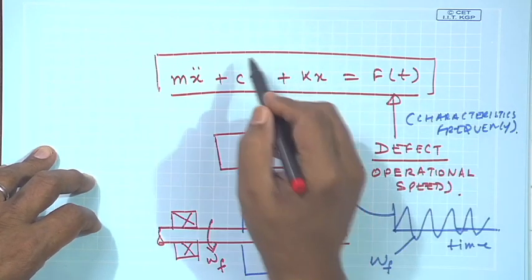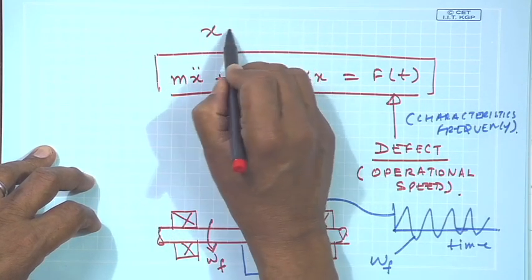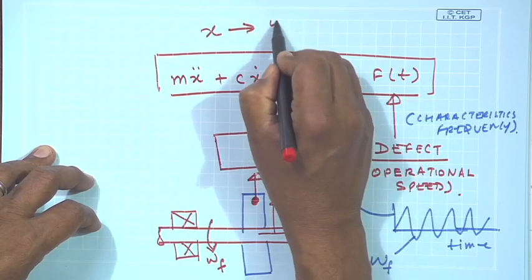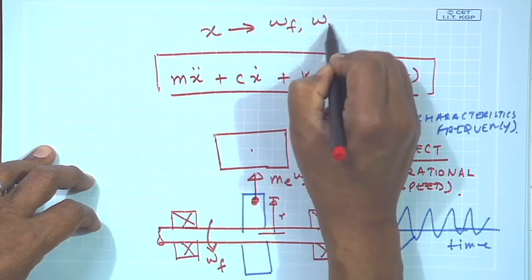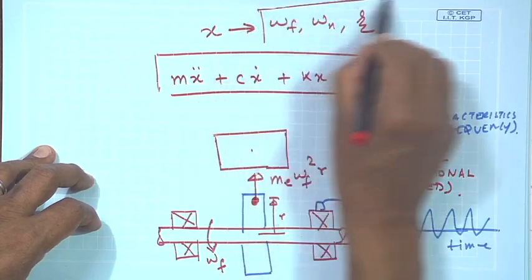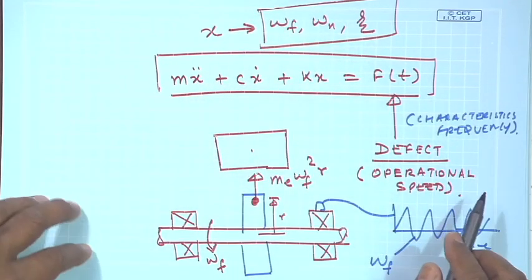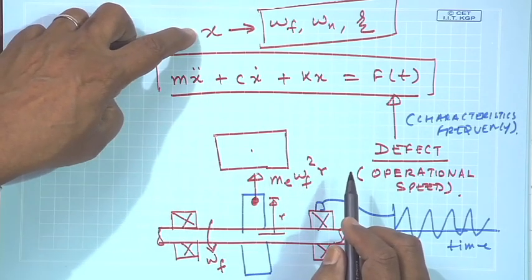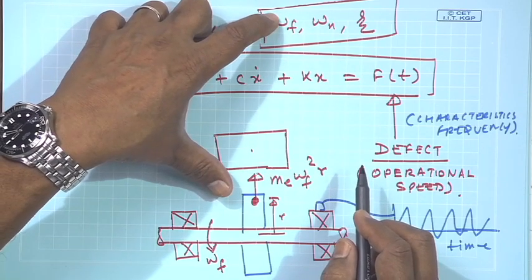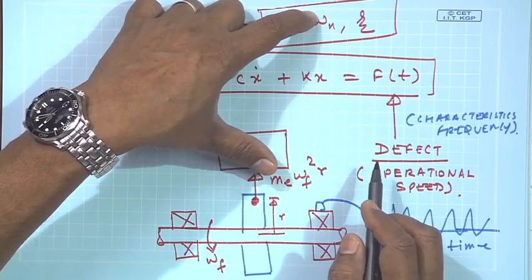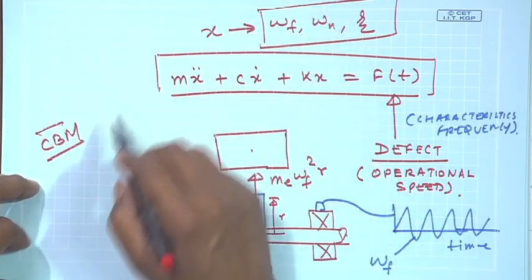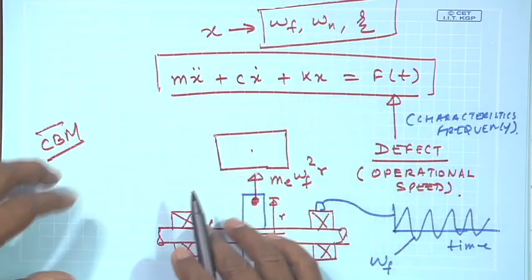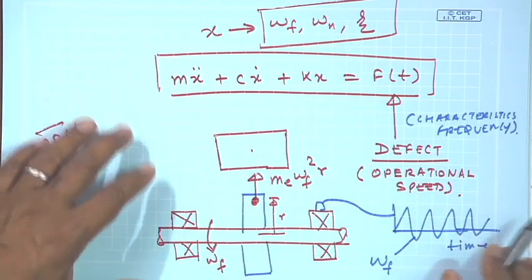And this response x will be dependent on omega_f, omega_n and damping in the system. So, now in machinery condition monitoring or CBM, all we have is access to x. We may have some information about omega_f, we may have some knowledge about omega_n and damping. So, it is indirectly from measuring x, or measuring x at many instances, that we will find out whether a defect has occurred or not. So, this is what we are going to see.